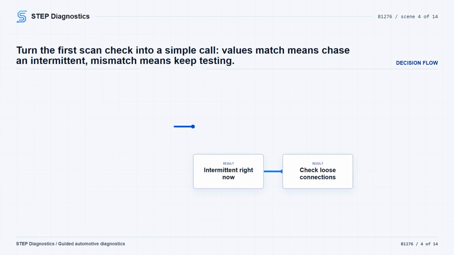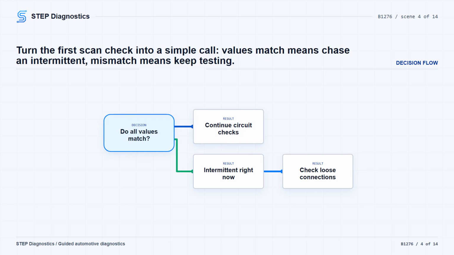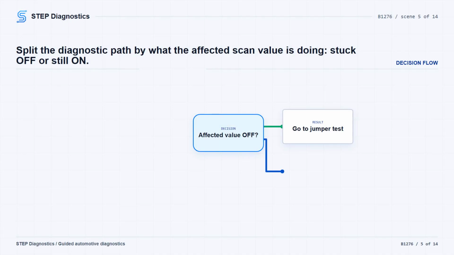If every value follows the switch correctly, treat it as an intermittent failure for now. The system is okay at this time, so concentrate on loose terminals, poor connections, or a condition that is not present right now. If any value does not match, continue with the circuit checks. Next, look at the same headlight switch data list values again: OFF, parking, auto, and headlight.